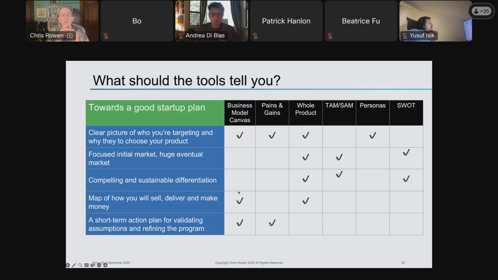So what do you use the different tools for? What should the tools be telling you? And so here are essentially 5 elements of getting towards a plan. You need a clear picture of who you're targeting and why they choose your product. You need to find a market which you can focus in narrowly initially, but which has huge eventual potential. You need to establish what your differentiation is. You need a map of how you will sell, deliver, and make money. And you need a short-term action plan. What do I wake up tomorrow and do?